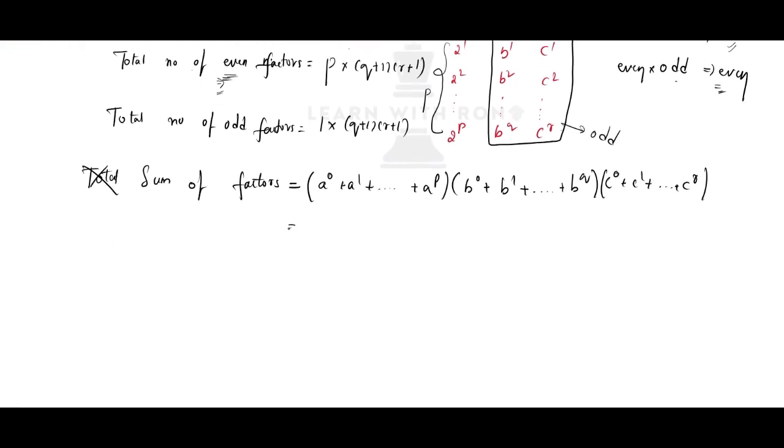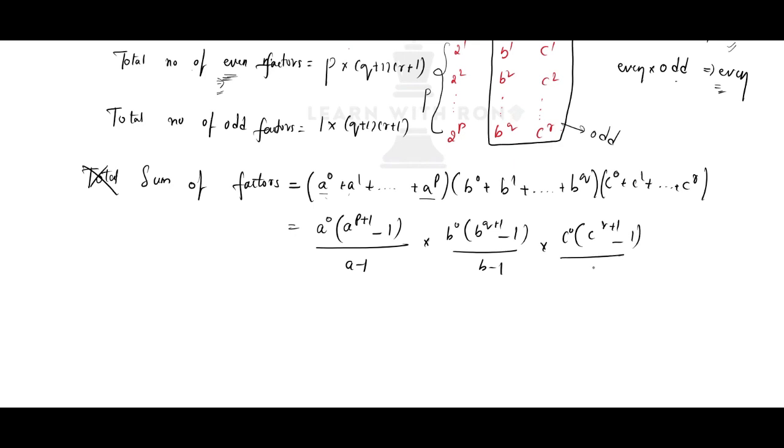If you observe here, these are geometric progressions. We have a to the power of 0 to a to the power of p, a total of p plus 1 numbers. So the first term is a power of 0, the common ratio is a, and the number of terms is p plus 1. The sum is a power of p plus 1 minus 1 by a minus 1. Similarly for b: b power of q plus 1 minus 1 by b minus 1. Similarly for c: c power of r plus 1 minus 1 by c minus 1.